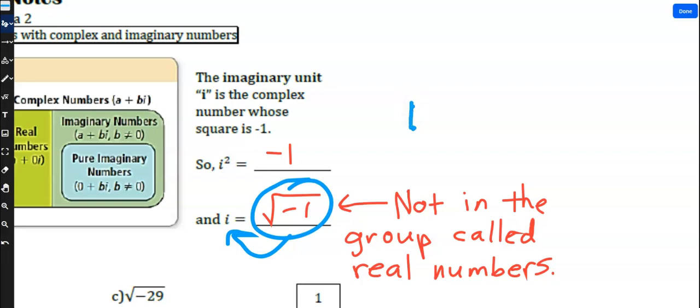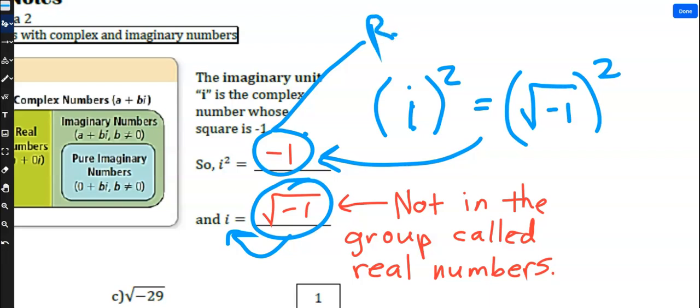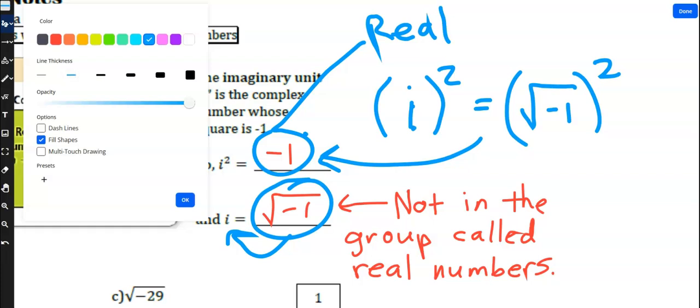Well, what happens when you square i? When you take i and you square it, that's the square root of -1, and you're squaring it. Well, that's what you get right here, which is very unusual because what you get is a real number. So when you multiply two imaginary numbers together, you get a real number. That's unusual. That's not normal.